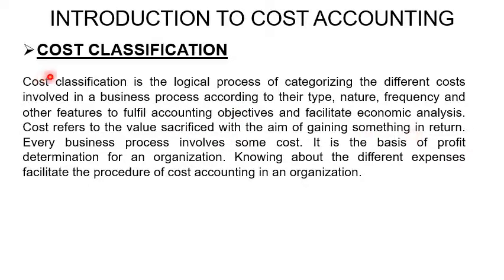Now, because of this cost classification, the businessman can achieve the accounting objective as well as facilitate economic analysis. Through this classification, with proper allocation of the costs among the production of a product, the businessman can achieve the desired profit and customer satisfaction is also fulfilled. That means the businessman provides qualitative and quantitative goods and services at a fair price to the customer.